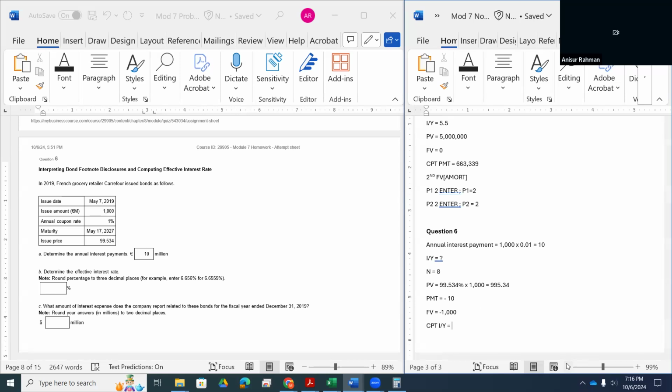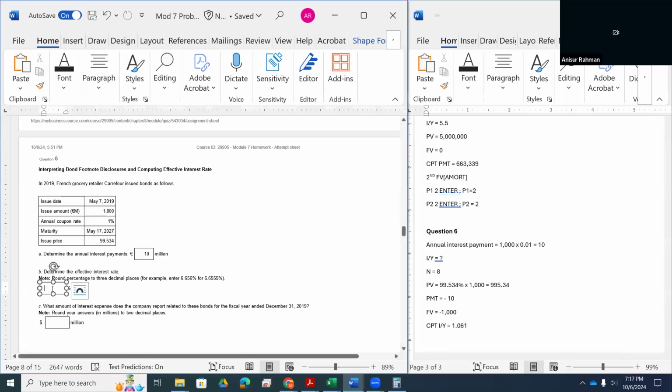So you should get 1.061. It is asking about 3 decimal places. So 1.061%.